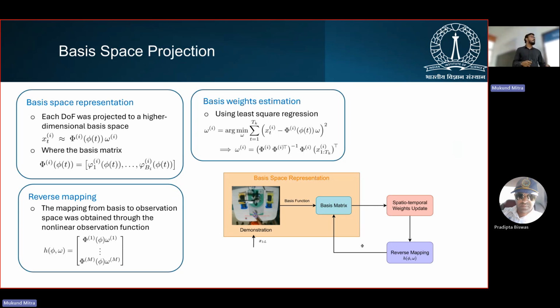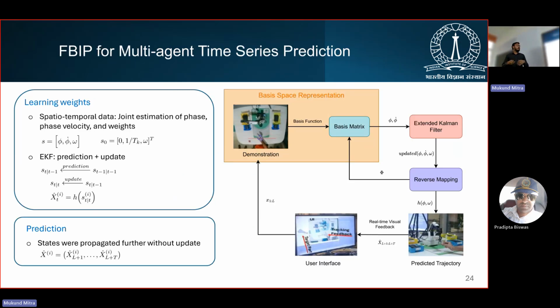We need some kind of method to capture the spatiotemporal aspects of the weights, and then to update the weights and predict the data. For this, we jointly estimate the phase, velocity, and weights together, and we combine them as a state, and we implement an extended Kalman filter to iteratively and recursively predict the states of the data. Once the data has been predicted, we transfer it back to the observation space, and finally we get the predicted trajectory. So here is the pipeline.